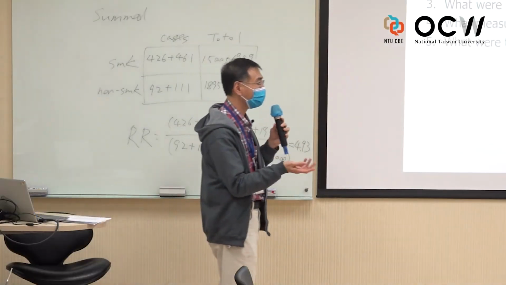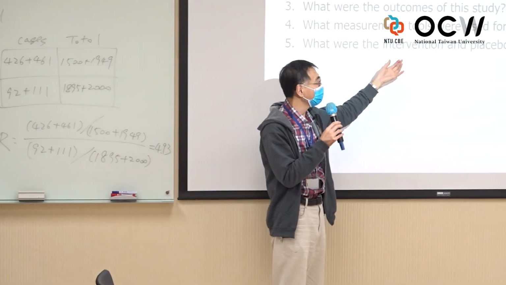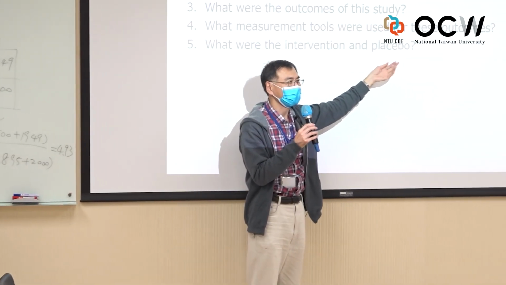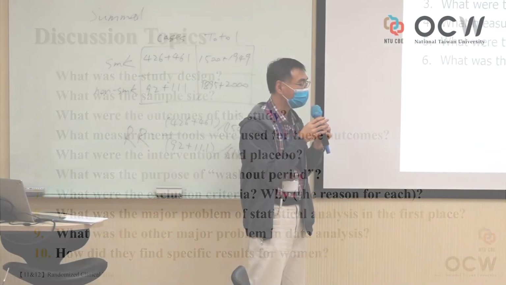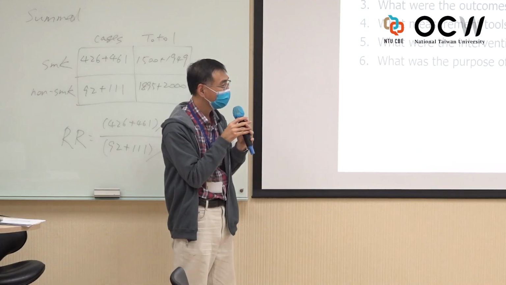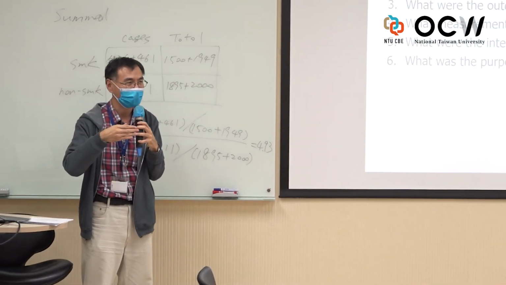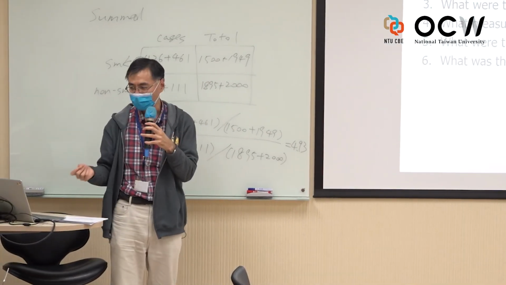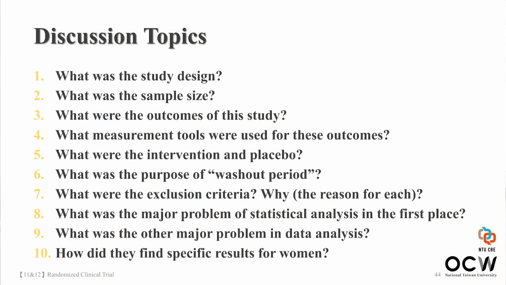They might use other terms, but you have to know it. What is the intervention? Beer, right? And what is the placebo? Something that tastes like beer, right? And what was the purpose of the washout period? It was given in the first part of my course on randomized controlled trials, remember? Washout period: you wait for a period of time to get rid of the effect from the intervention, right? And what were the exclusion criteria and why did they need to exclude them?